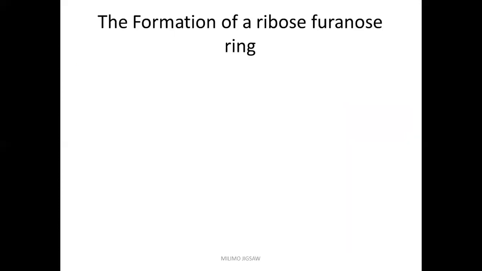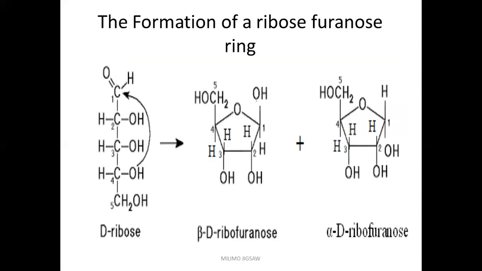I said that for the ring formation of ribose, carbon 4 and carbon 1 are going to react. So the reaction takes place between carbon 4 and carbon 1 to form these furanose rings.